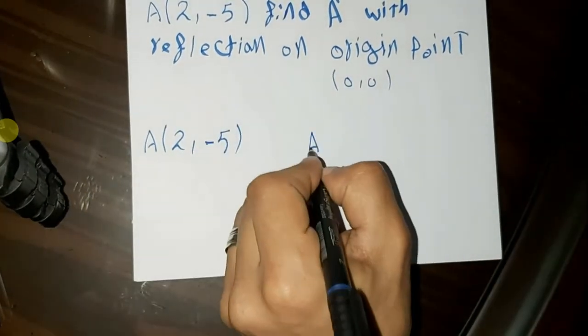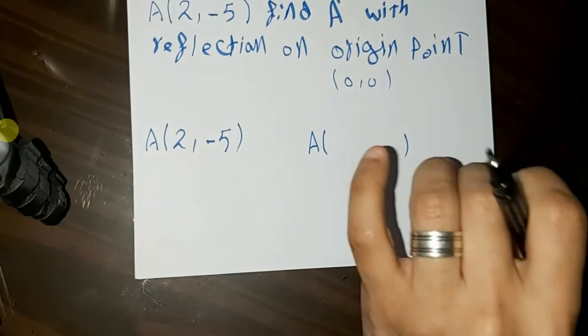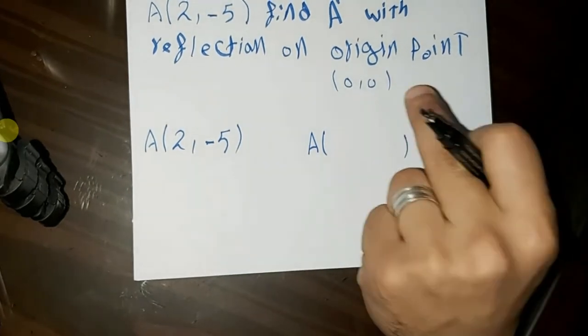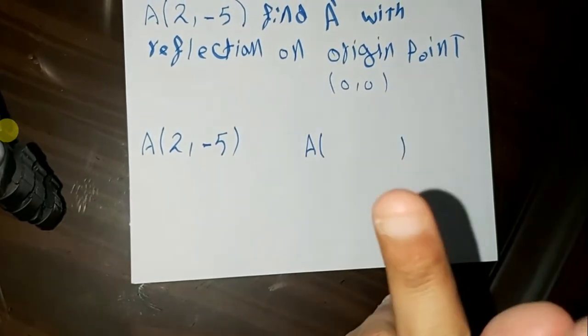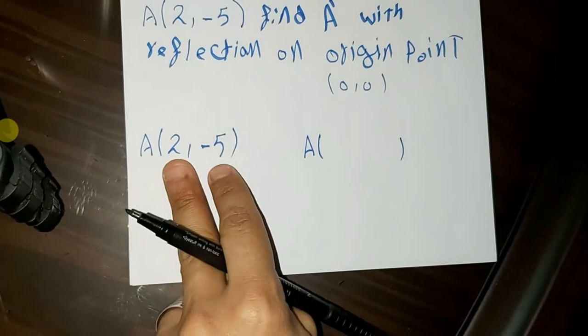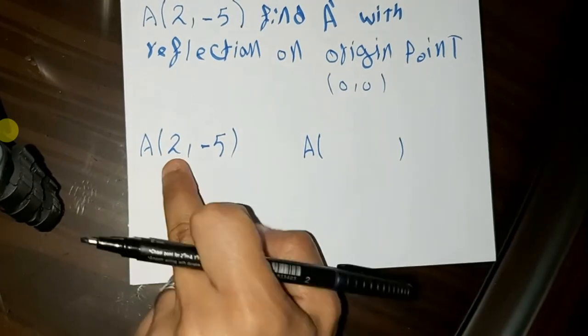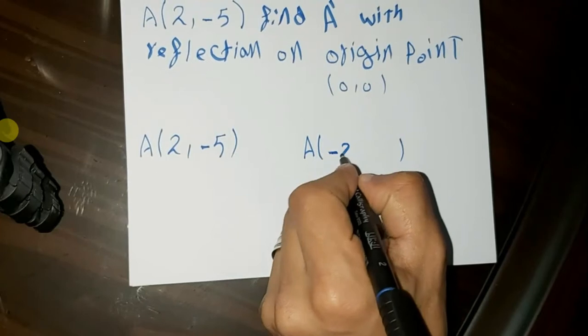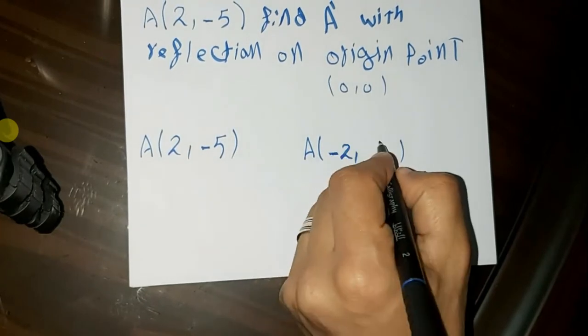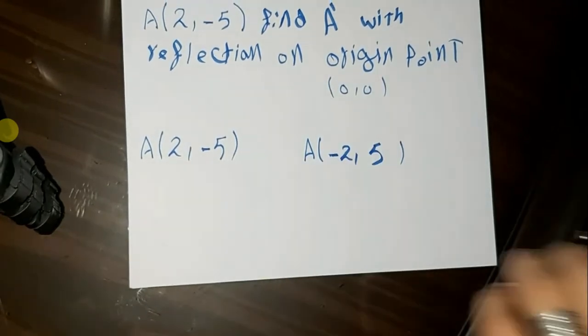A will be (2, -5). The image of A in reflection on the origin point will be: we change both the x part and the y part. So 2 will be negative 2 and negative 5 will be 5. Now I will write one point and we will make all three types of reflection.